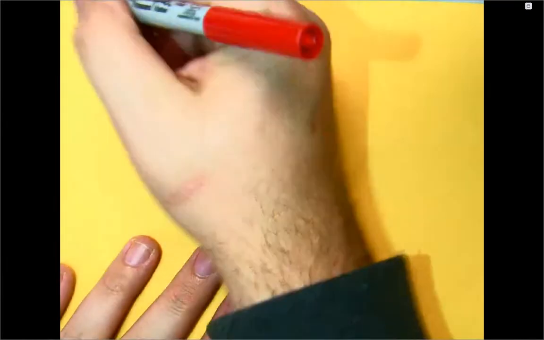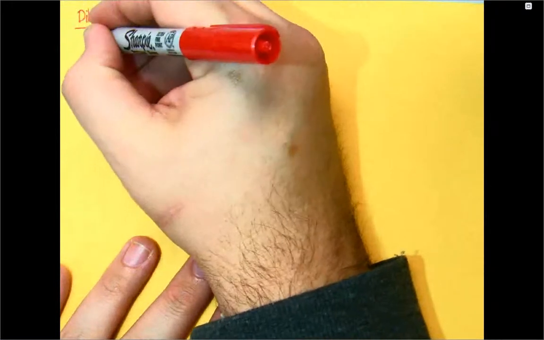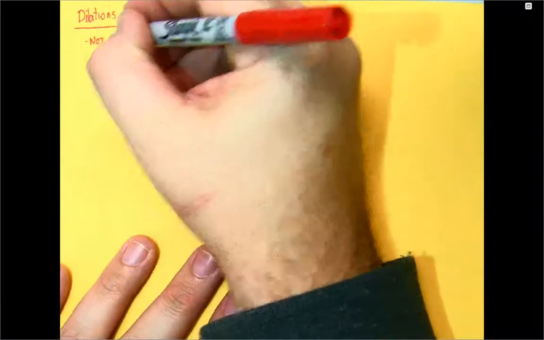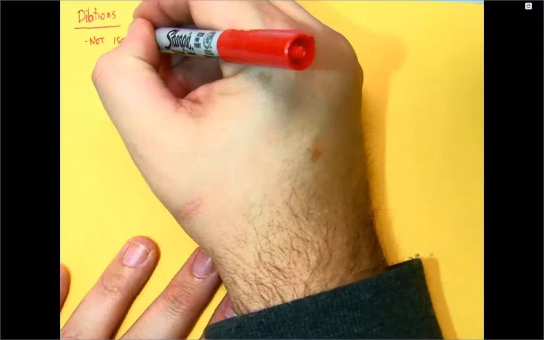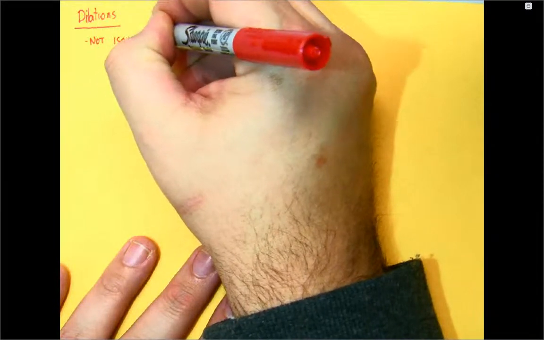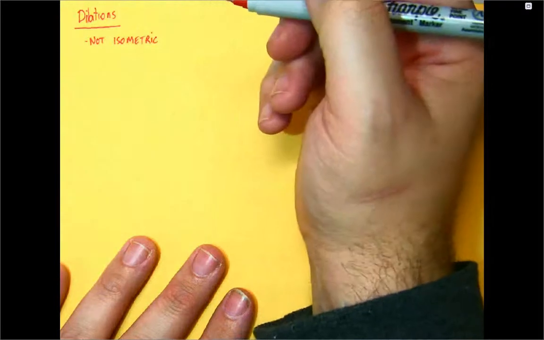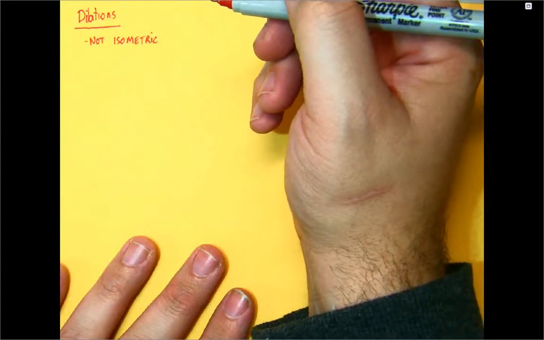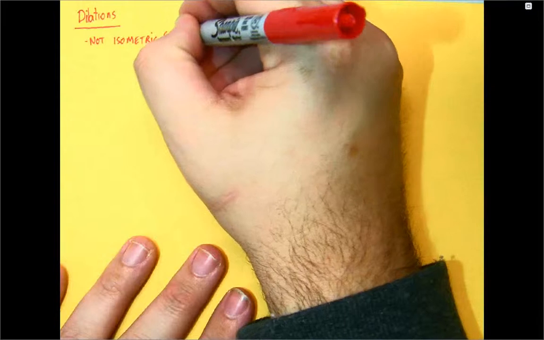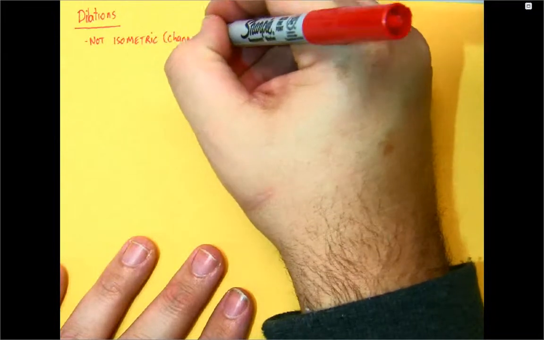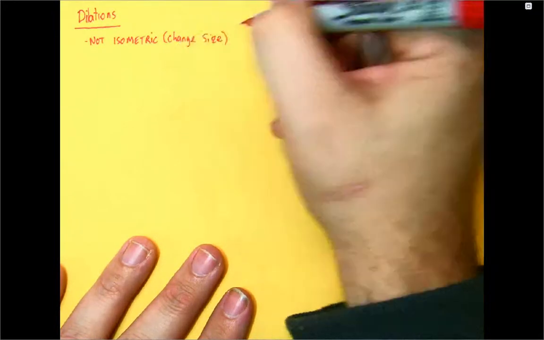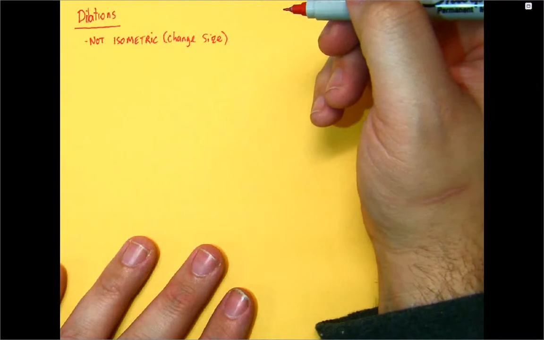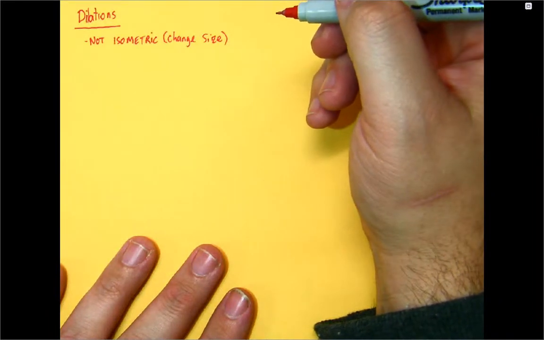And you're going to need some type of ruler for this. And first I want to go over some of the basics. A dilation, first off, is not isometric. Which means we're going to change the size of whatever object we're dealing with.